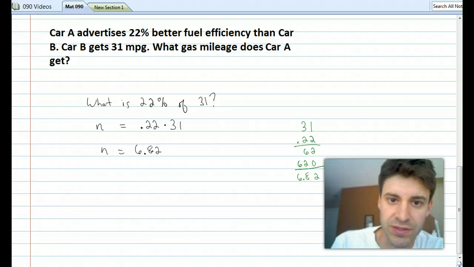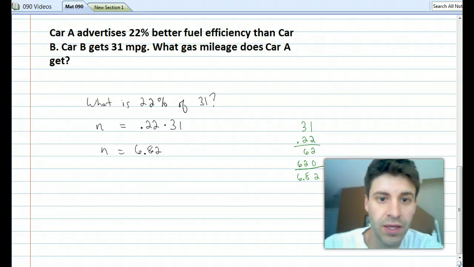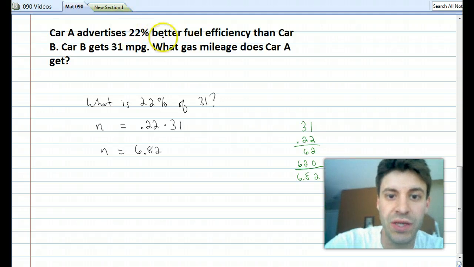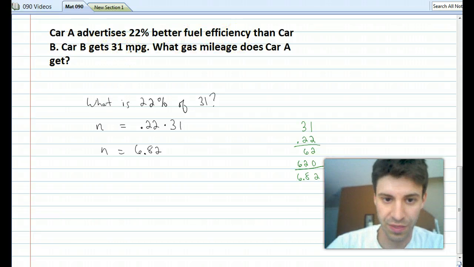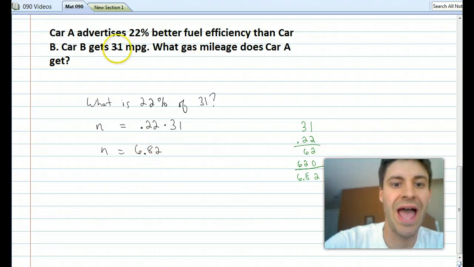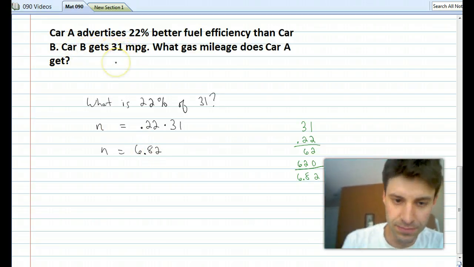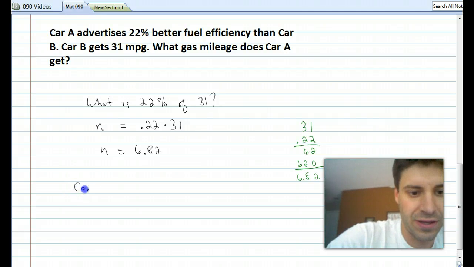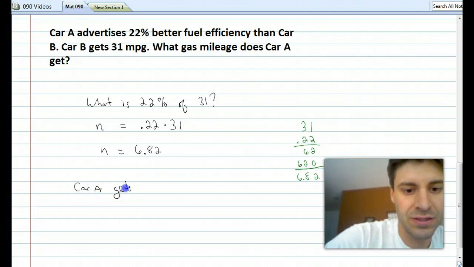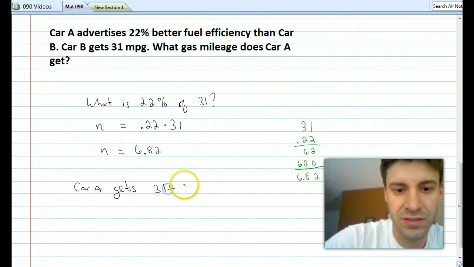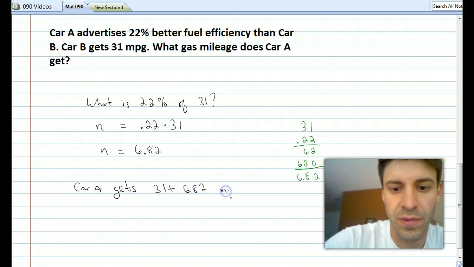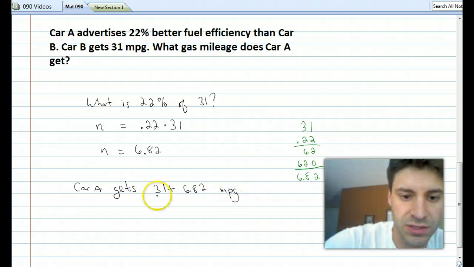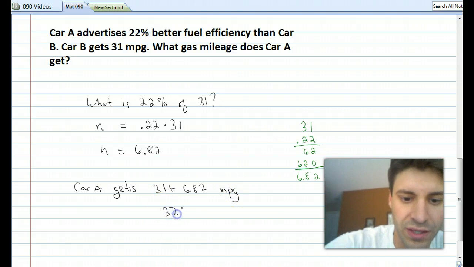Now, what does that actually get us? It's not the answer, right? Because car A shouldn't have a gas mileage of 6.82 miles per gallon. But it actually is advertising 22% better fuel efficiency than 31 miles per gallon. So what we're going to do with that 6.82 is actually add it to the gas mileage of car B. So car A gets 31 plus 6.82 miles per gallon, which is, what is that, 37.82 miles per gallon.